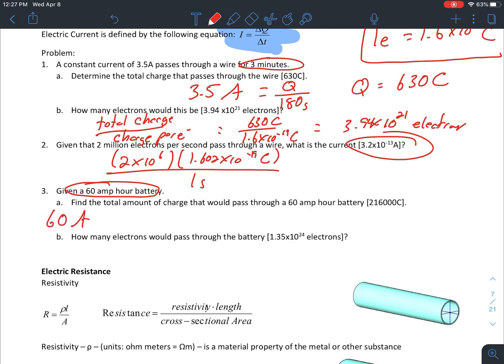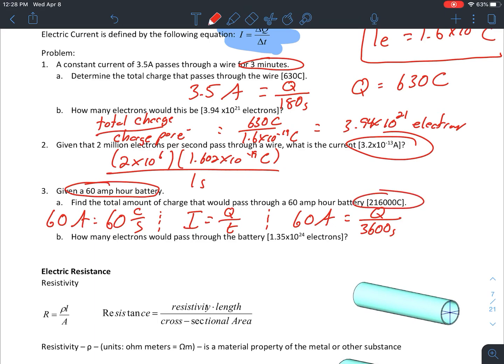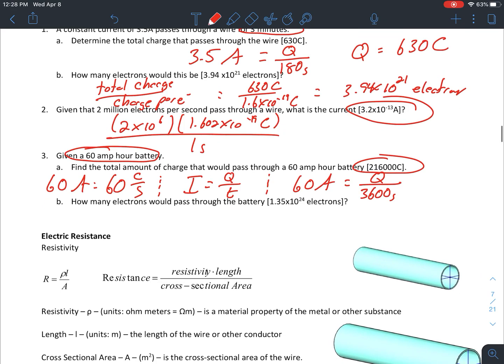So again, as a review, 60 amps is the same thing as 60 coulombs per second. So using our equation that we were just introduced to, we plug everything in, and it's 60 amps. We're looking for the total charge, and it's for an hour. So 1 hour is how many seconds? Good job, Josh. 3,600 seconds. And we just solve for Q, and we would get our 216,000 coulombs.